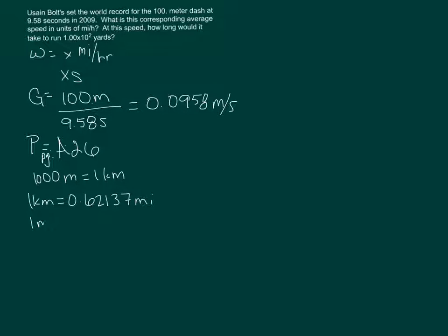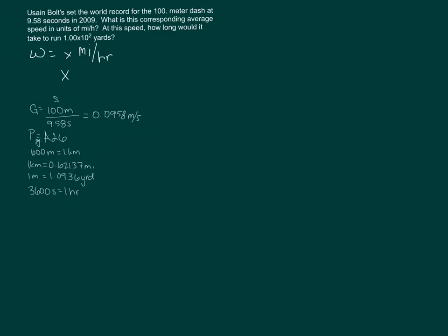So for every 1 meter, there's 1.0936 yards. And then lastly, seconds to hours, or you can do seconds to minutes, minutes to hours rather. But to save time, I'm going to say 3,600 seconds for every 1 hour. So now that we have that, let's kind of move that a little bit out of the way.